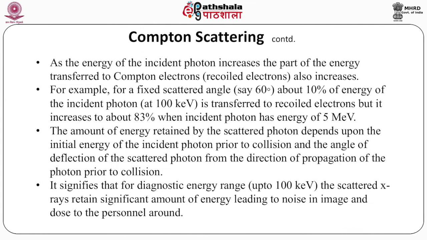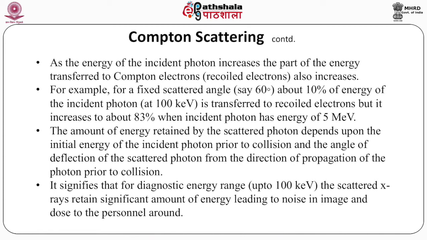As the energy of the incident photon increases, the part of the energy transferred to the Compton electron or recoiled electron also increases. For example, for a fixed scattered angle, say 60 degrees, about 10% of the energy of the incident photon at 100 keV is transferred to recoil electrons, but it increases to about 83% when the incident photon has energy of 5 MeV.